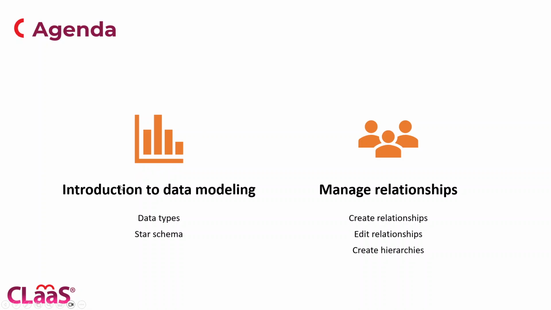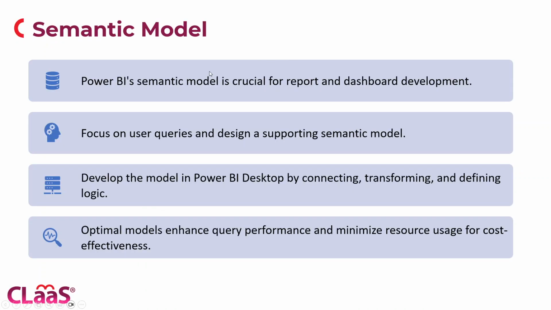Okay, two subtopics. The first is introduction to data modeling. We're going to learn about the data types and the star schema. After that, we continue with how to manage the relationship in the data modeling: create the relationship, edit, and also create the hierarchy. The part about creating hierarchy we have done in one of the labs in assignment 1. Okay, so let's start with the introduction to data modeling.